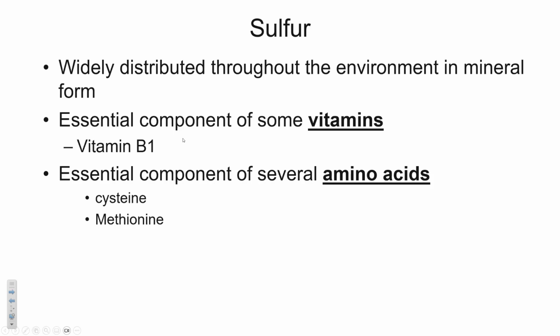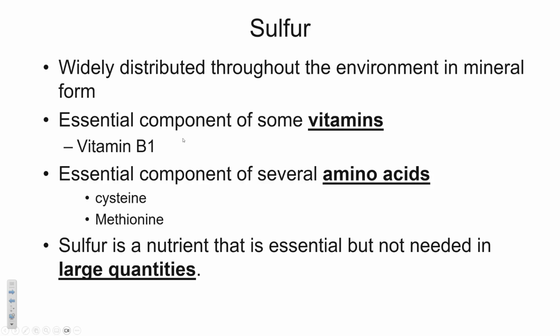So these 2 in particular require sulfur, and because these amino acids are heavily used in building protein, you end up needing a decent, not a lot of sulfur rather, but you need a consistent supply of sulfur in order to have proper amino acid abundance and then protein production and protein synthesis. So this is another one that is required, but not in large doses. So as long as you have a small amount of sulfur, you usually are sufficient, but it is necessary for those key things.